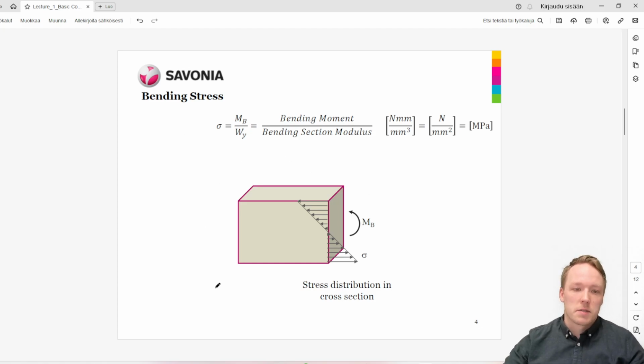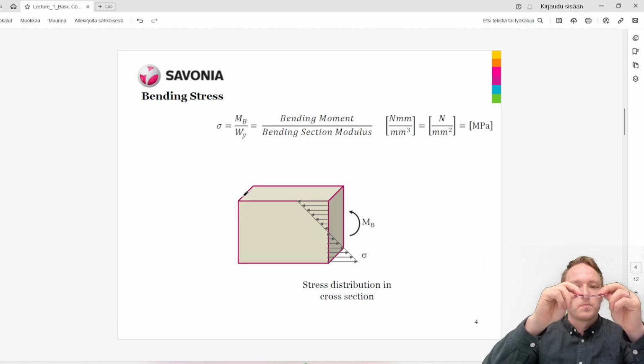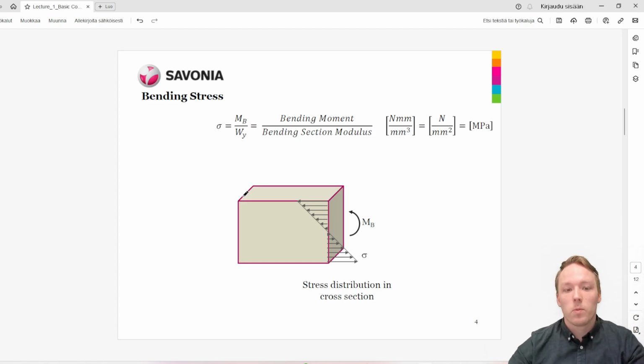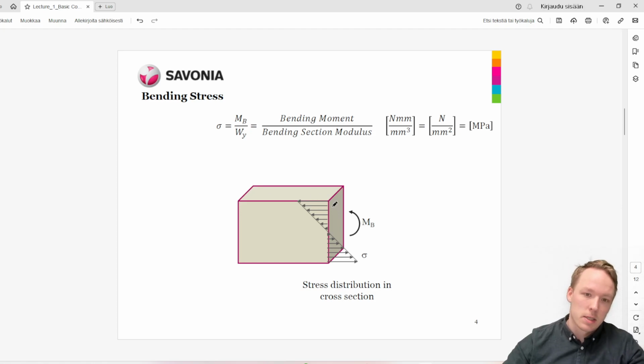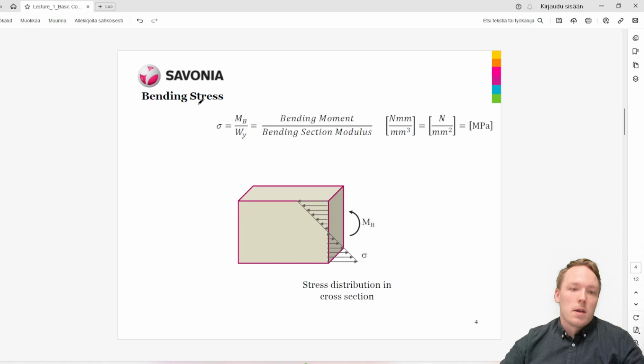Here on this slide is a basic example. There's a rectangular cross section which is bent. When we bend the cross section, when we bend material, what actually happens is that one side, in this case the top side, is experiencing compressive loads, and the bottom side is experiencing tensile loads. Okay? How do we calculate the stress in this kind of case?